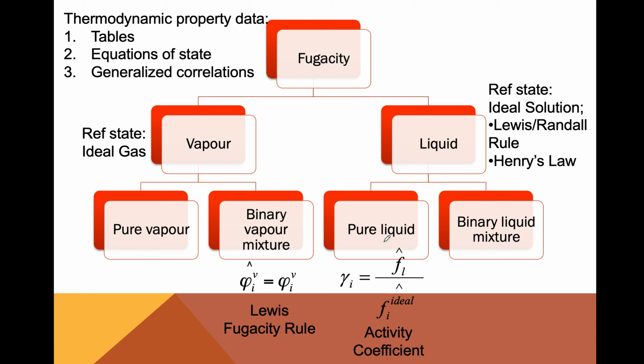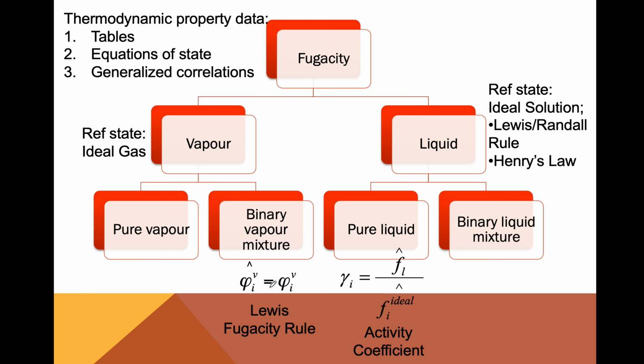So this is the diagram form for clear understanding. The fugacity can be related to thermodynamic property data, whereby we can get it from tables, equations of state, and generalized correlations. For the vapor, it can be according to a reference state, whereby we have the ideal gas, and it can be further derived into pure vapor and binary vapor mixture. For binary, we can use the Lewis fugacity rule.